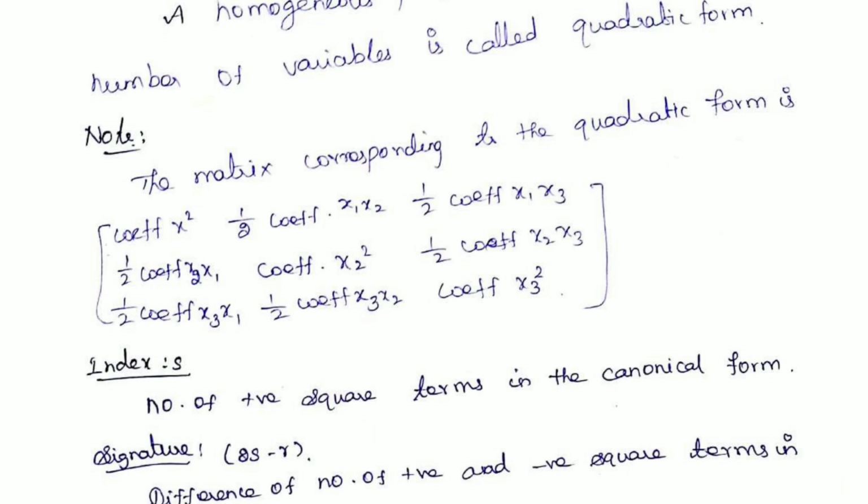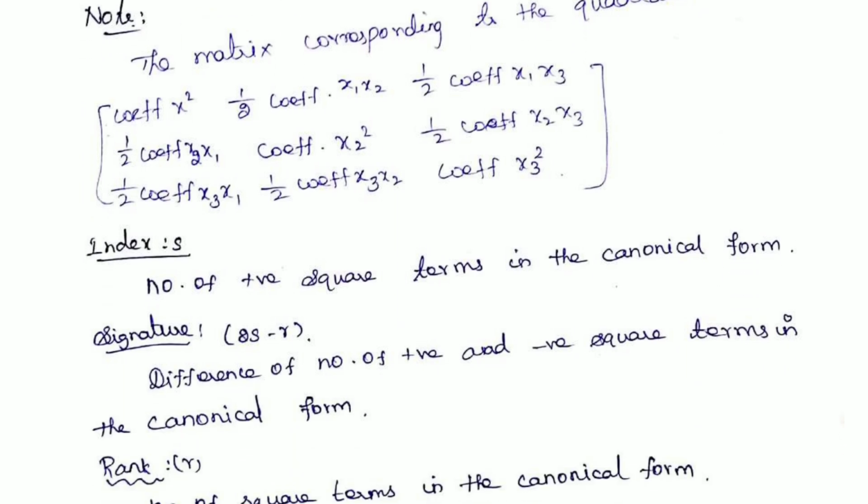Coefficient of this is our required format. Coefficient of x1 square, 1 by 2 into coefficient of x1 x2, 1 by 2 into coefficient of x1 x3; 1 by 2 into coefficient of x1 x2, coefficient of x2 square, 1 by 2 into coefficient of x2 x3; 1 by 2 into coefficient of x3 x1, 1 by 2 into coefficient of x2 x3, and coefficient of x3 square.